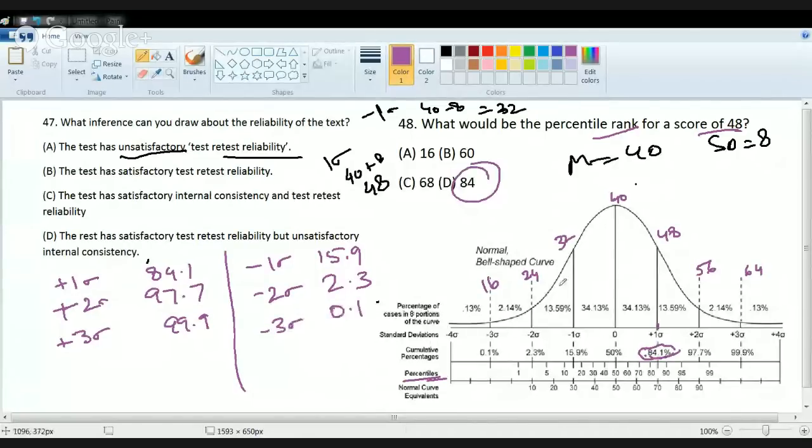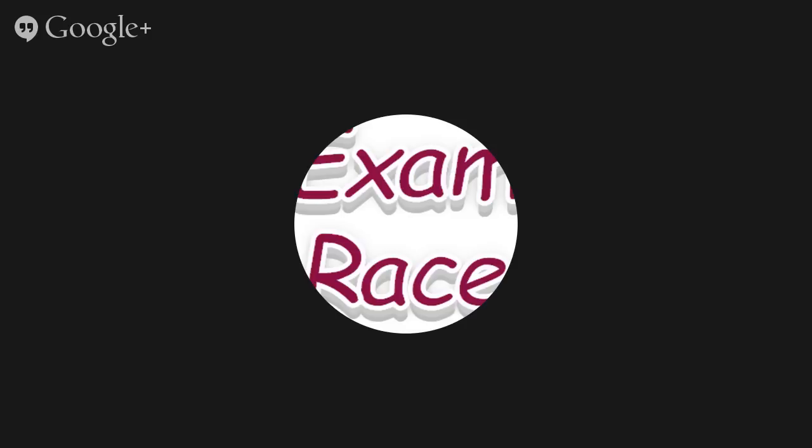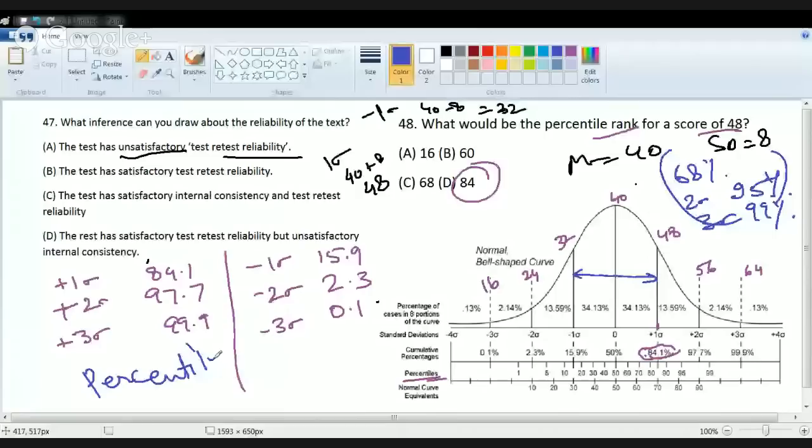Now this is different from percentage. If I talk about what lies between minus 1 to plus 1 standard deviation, the answer would be 68%. Then minus 2 to plus 2 standard deviations, the answer would be 95%, and 3 standard deviations it would be 99%. So that is in percent and this is percentile. So here is the brief difference between the two, and all you need to know is this table. Also this diagram.